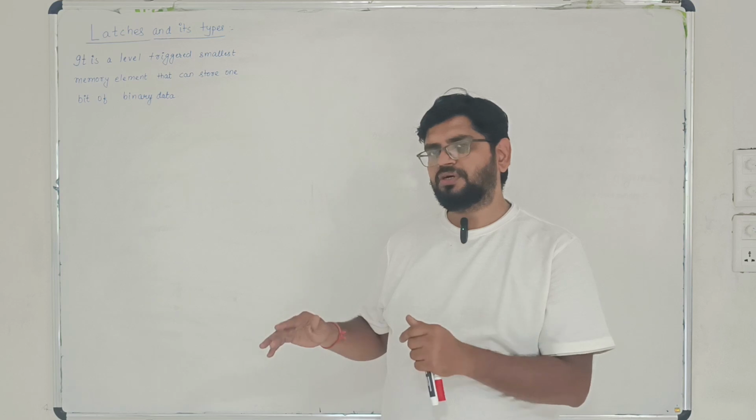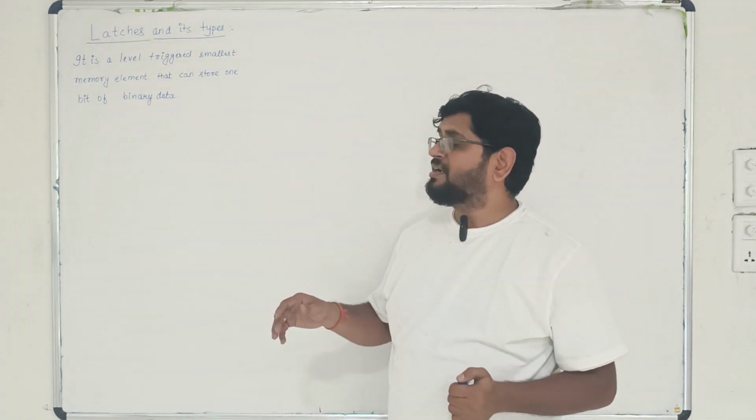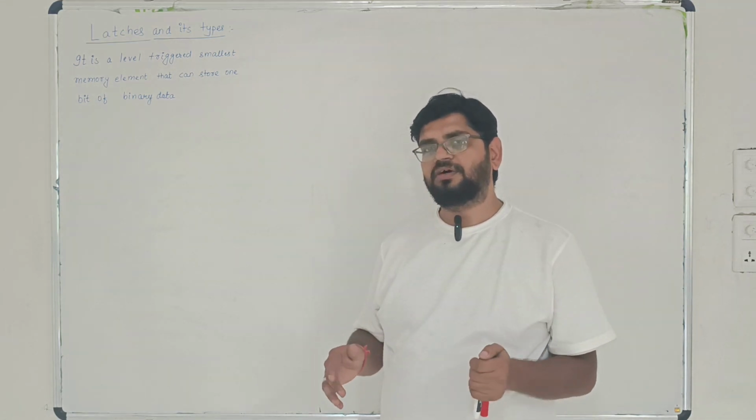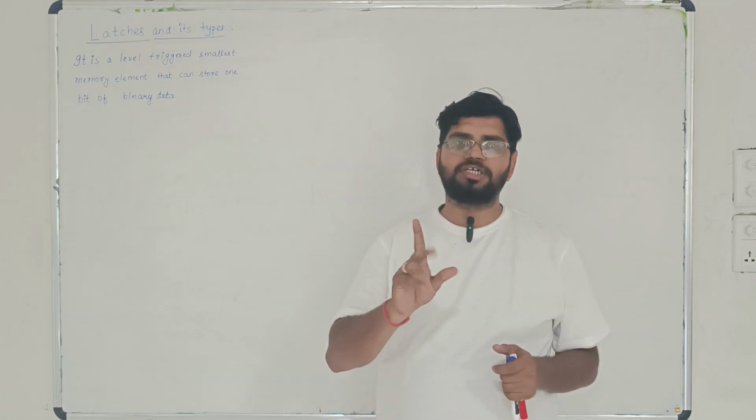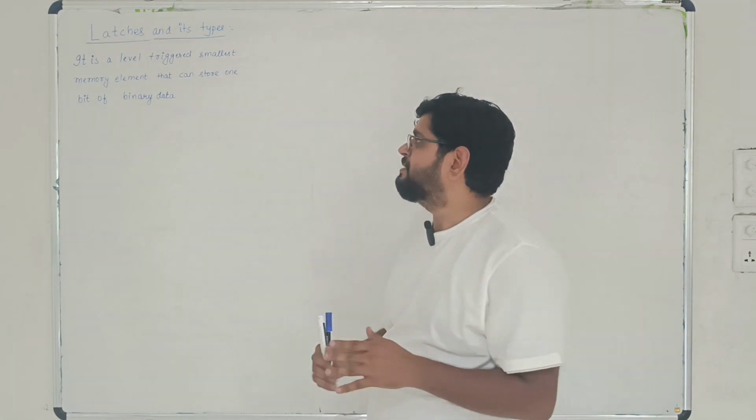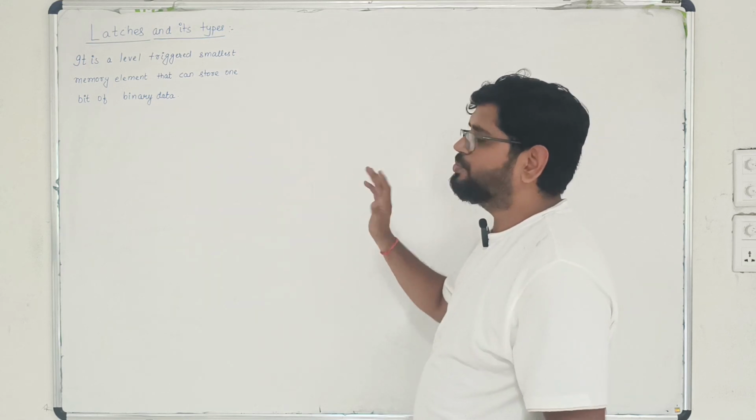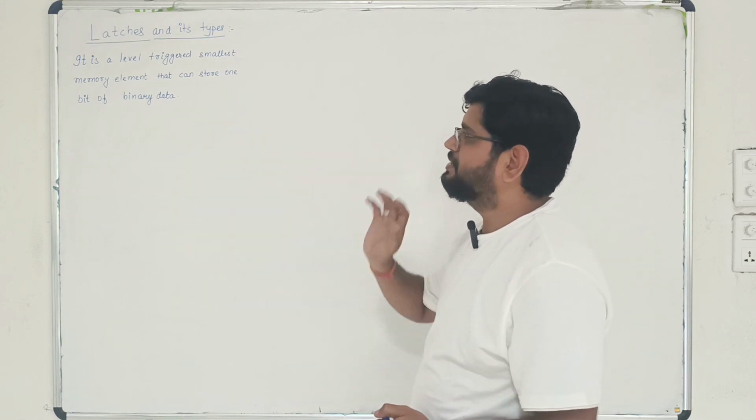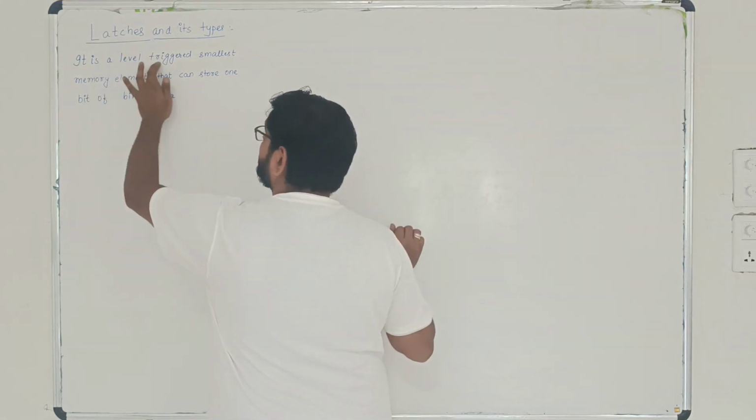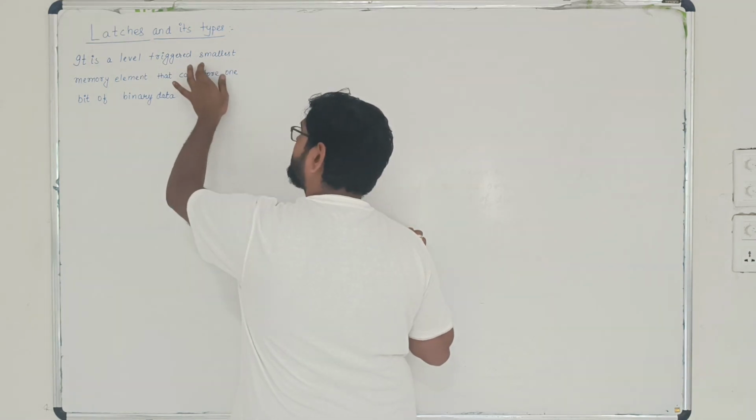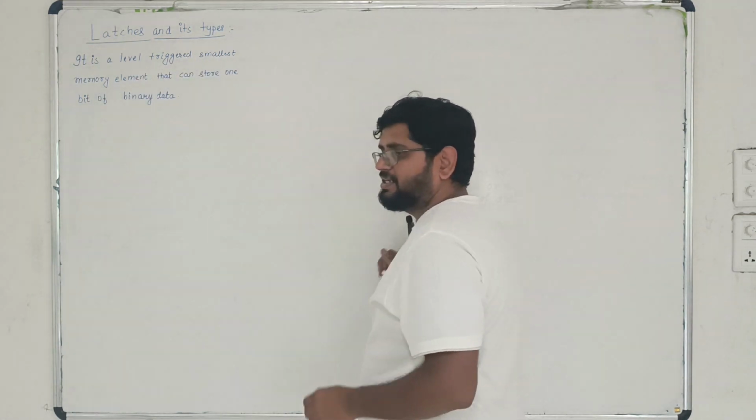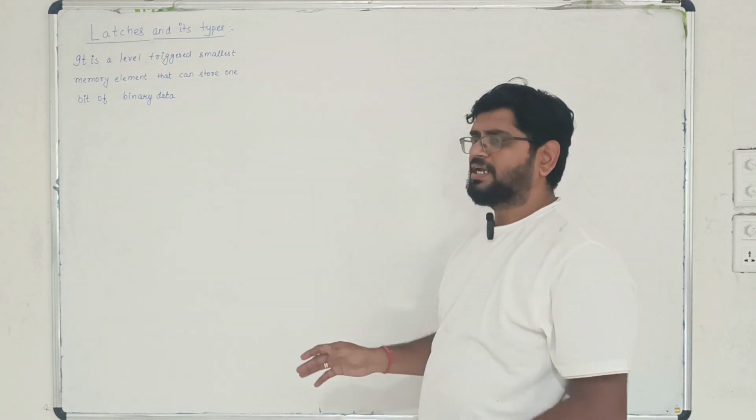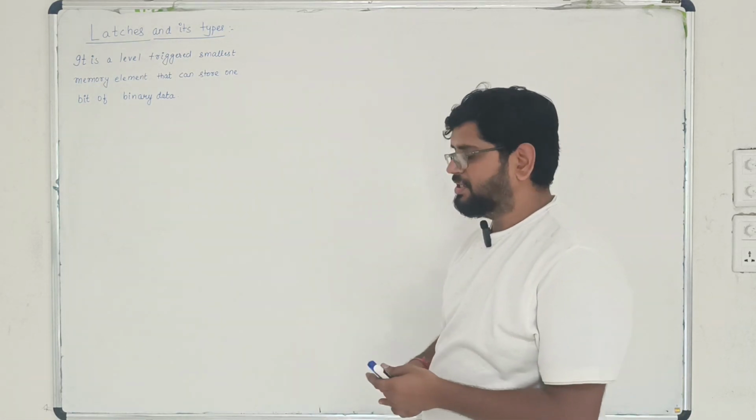I mean, it works along with the levels, and it is that type of memory element which has the capability to store only 1 bit of data. If you keep these 2 points in mind, you will be able to define it perfectly: it is a level triggered device, or you can say a level triggered smallest memory element that can store 1 bit of binary data. It can store either 0 or 1 in its memory.